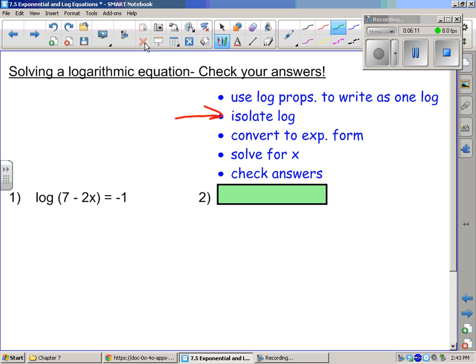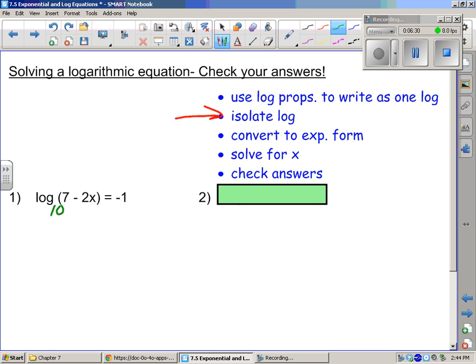So we don't have to do that log prop stuff. Right. Next thing says isolate the log. Now those parentheses are around the 7 and the minus 2x. That means that logarithm applies to that whole expression. Right. Now I know because there's no number there that's really base 10. Good job. So that's like our b.